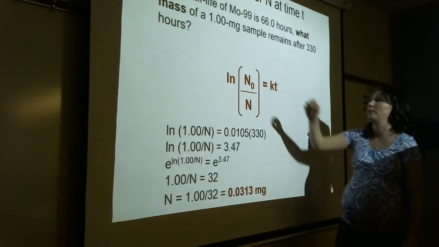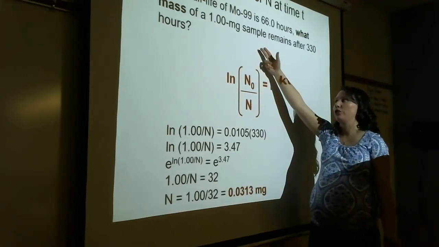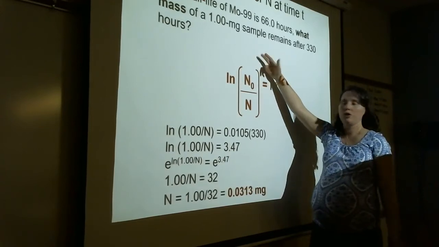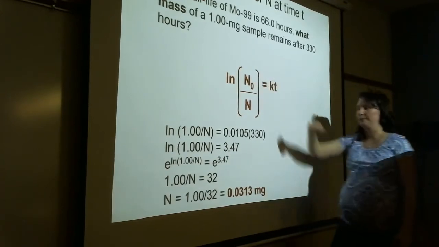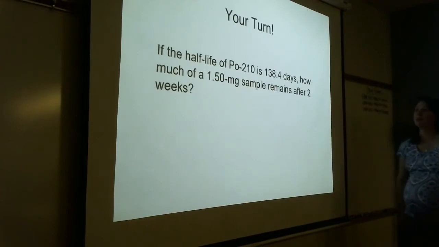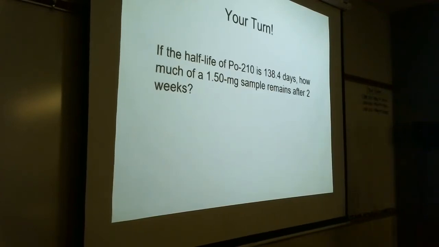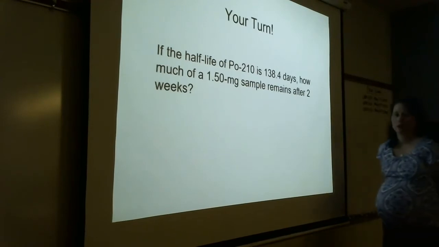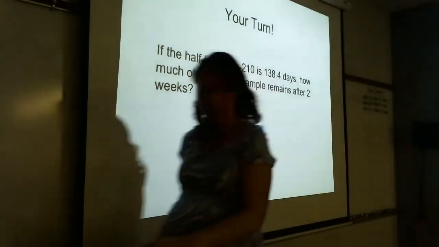Now, what if I gave you the mass and said, what was the original mass? Could you solve for that? Sure, you'd just be solving for this variable instead. So why don't you try this one? If the half-life of polonium-210 is 138.4 days, how much of a 1.5 milligram sample remains after 2 weeks? Try that one.